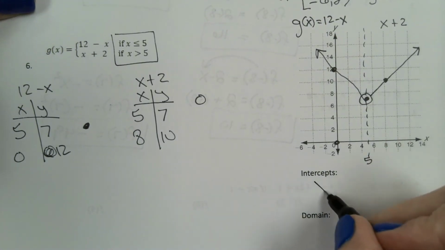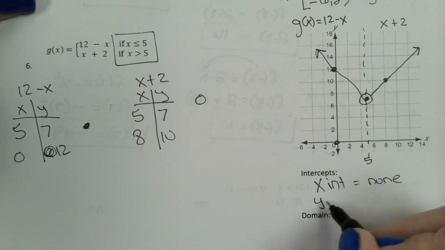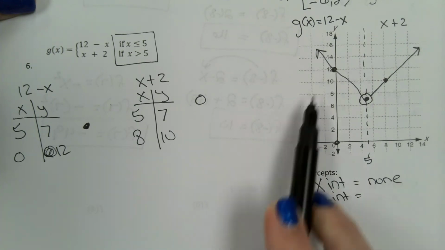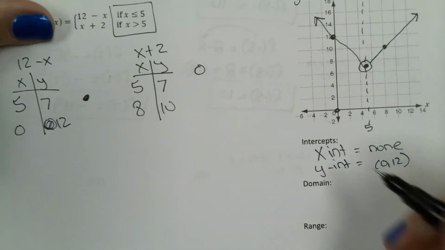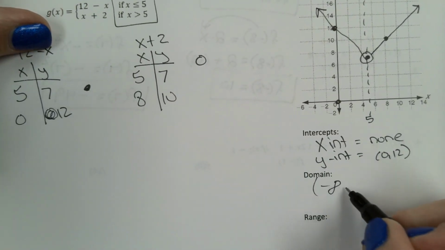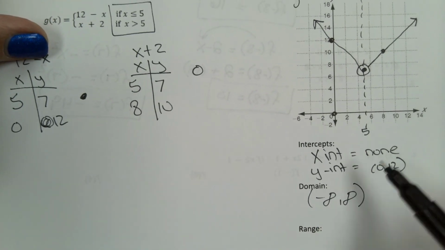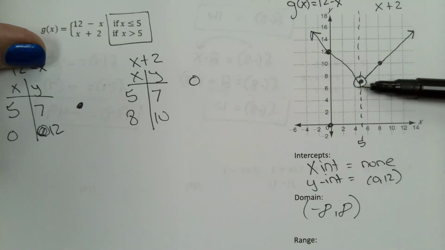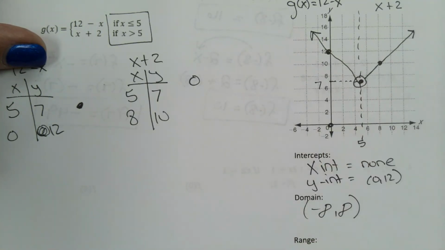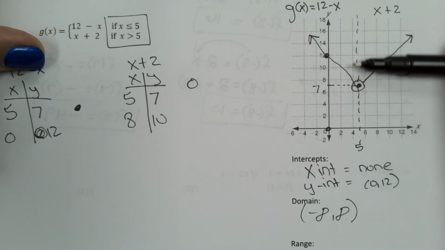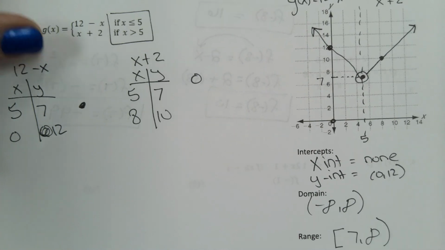My x-intercepts are none. My y-intercept is right there at 0, 12. My domain is almost always all real numbers, negative infinity to infinity. My range never goes below this point right here. And you can see that my smallest value here is at 7, and then they're both going up. So my range is 7 to infinity.